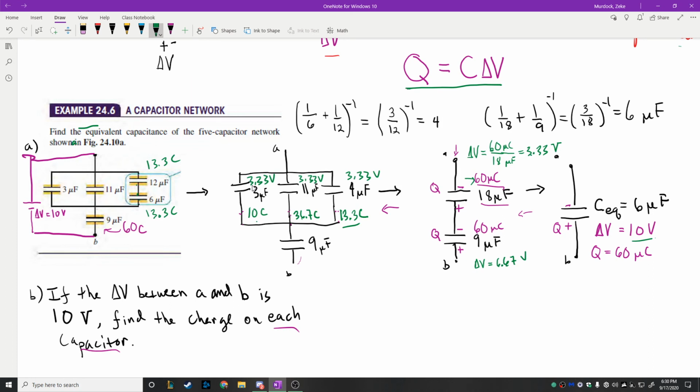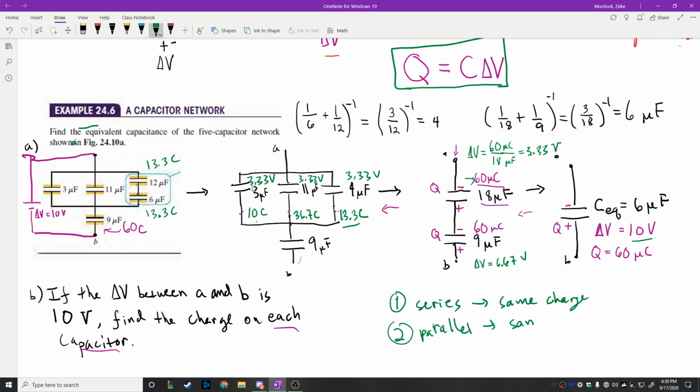And all you need to do is remember this: series, same charge, and the other thing to remember is parallel. You get the same potential. That's it. Yep, exactly what Nathan just said. Series, same charge, parallel, same voltage. That's all you need to remember. Remember that. Remember this. You're good.